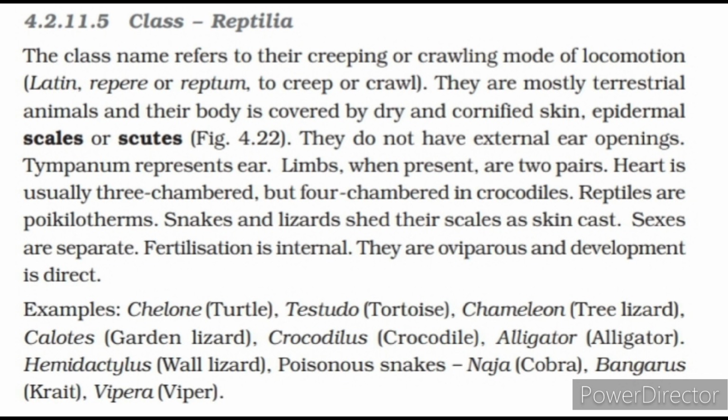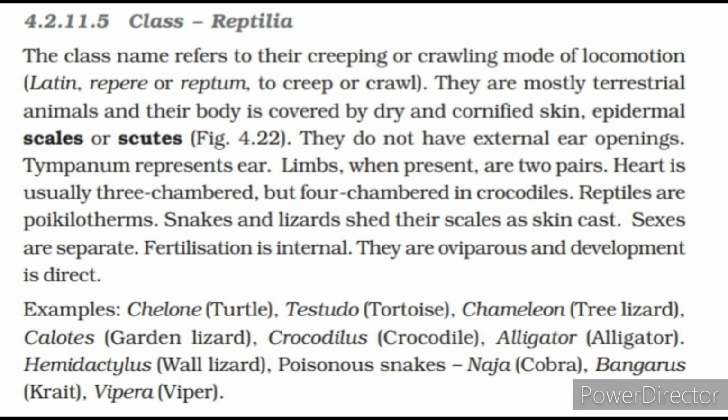Snakes and lizards shed their scales as skin cast. Sexes are separate. Fertilization is internal. They are oviparous and development is direct. Examples: Chelone, turtle; Testudo, tortoise; Chameleon, tree lizard; Calotes, garden lizard; Crocodilus, crocodile; Alligator, alligator. Hemidactylus, wall lizard; poisonous snakes, Naja, cobra; Bungarus, krait; Vipera, viper.